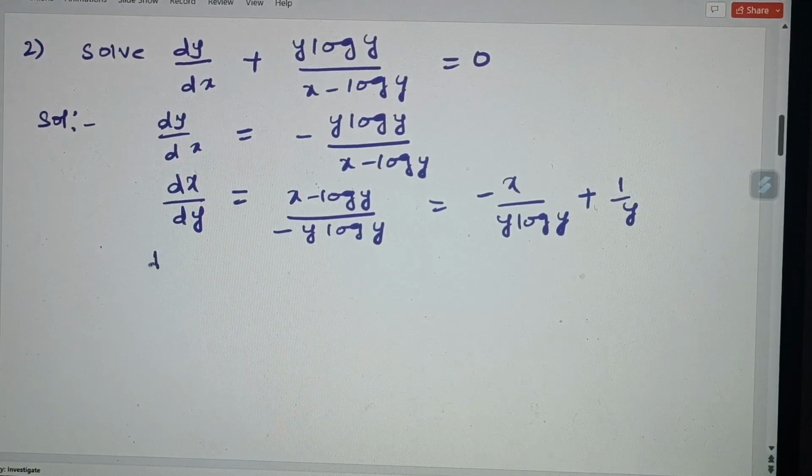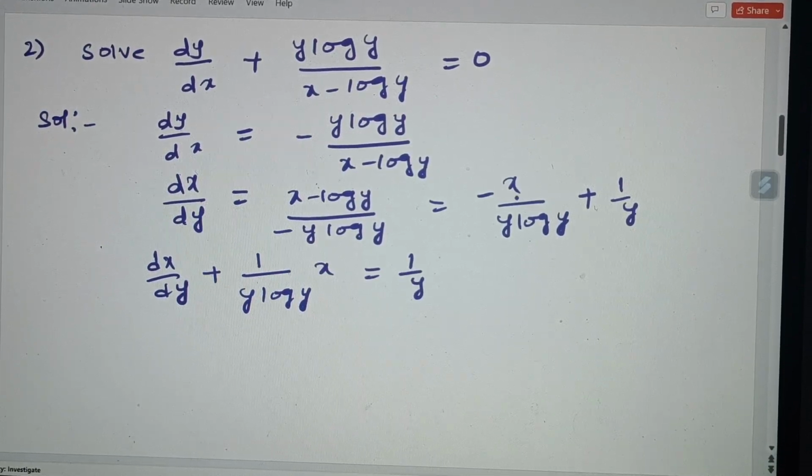By observation, you can bring this minus x upon y log y to the LHS part. Then it becomes plus 1 upon y log y into x is equal to 1 by y. Why have we shifted this to the LHS part? Because we know that p dash and q dash are nothing but functions of y only, or they can be constants in some cases. Now this equation is a linear differential equation in terms of x.